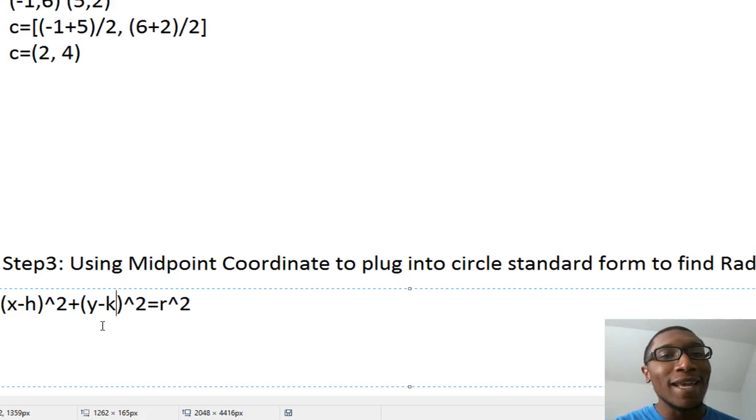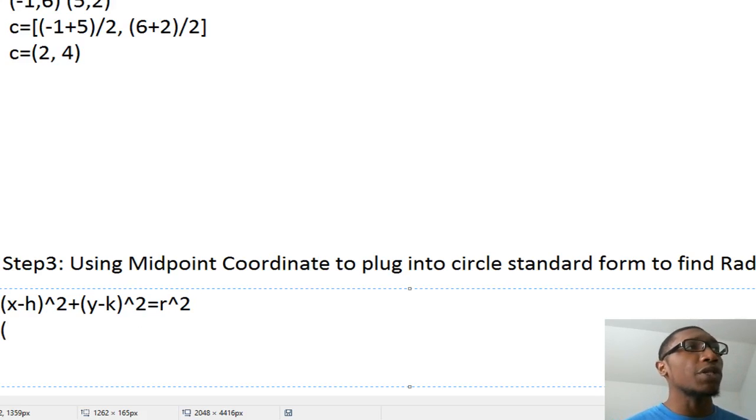So you can use any x that's on the circle. They've given us some x's. They'll give you an x in any problem like this. So we can use -1 as the x and 6 as the y. So you can use any coordinate. Now I'll show you what I mean by that.